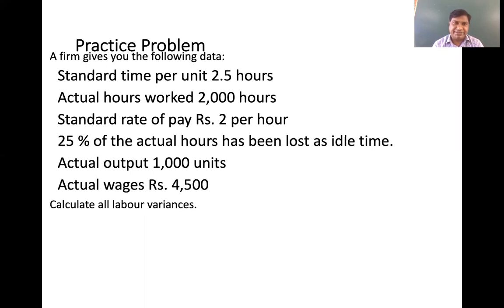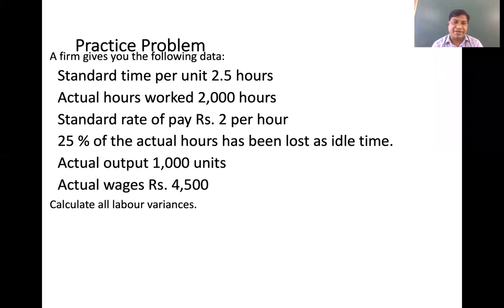Now, a firm gives you the following data. Standard time per unit is 2.5 hours. To produce 1 unit of output, you had to spend 2.5 hours. Actual hours worked, 2000 hours. Standard rate, SR, is 2 rupees per hour. Now 25% of the actual hours have been lost as idle time.